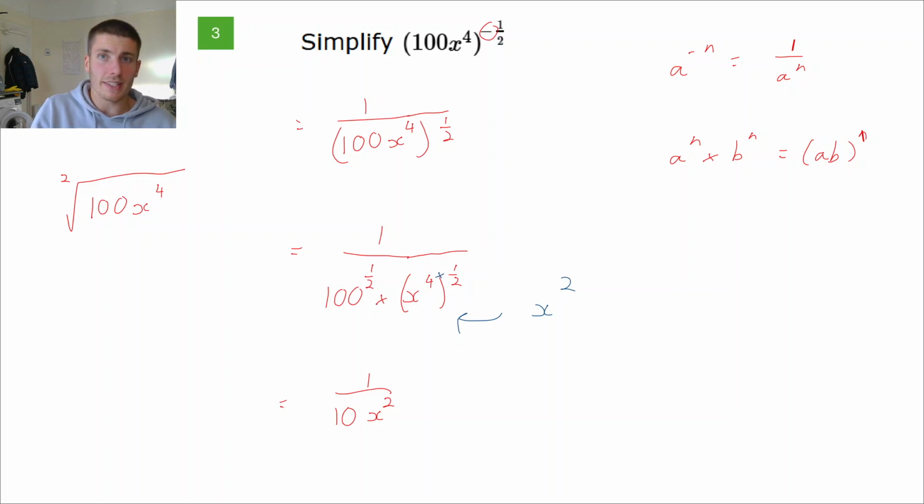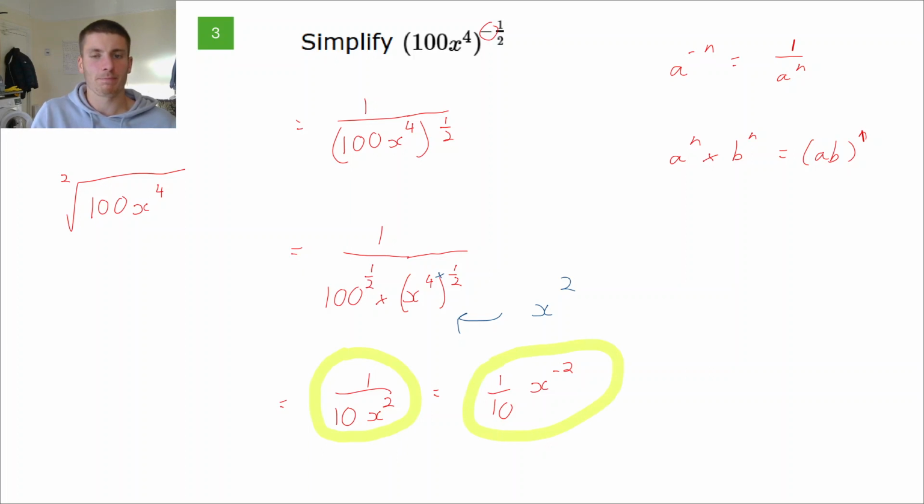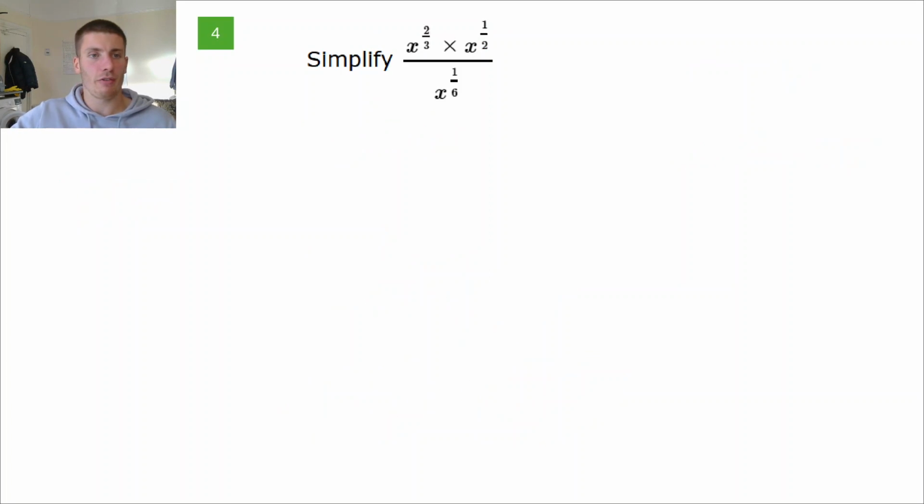If you want to be a little bit fancy about this, you don't have to write it like this at all. You could write it as 1 over 10 x to the power of negative 2, because this bit, 1 over x squared, you can write as x to the minus 2 anyway. Probably the book, I'm going to assume, has written it like this, but either of these are definitely the same thing. Good. Question number 4 is this one.